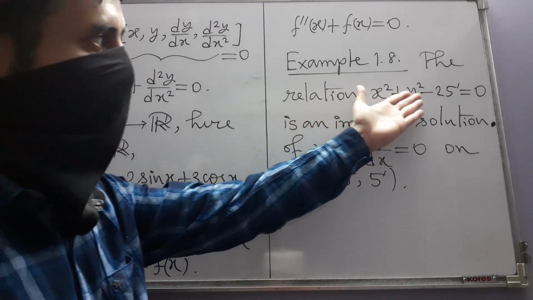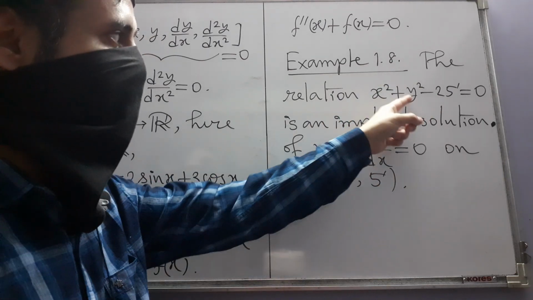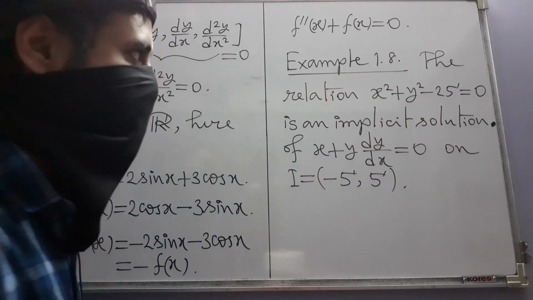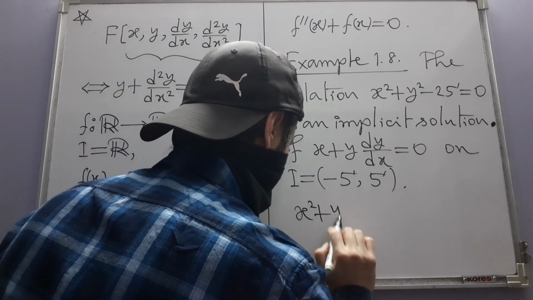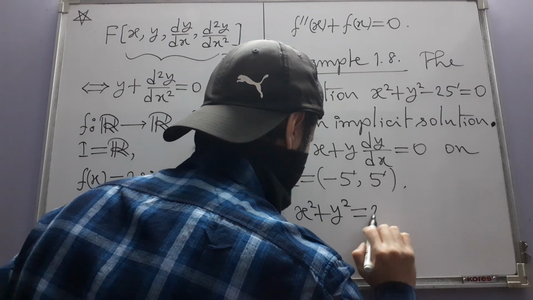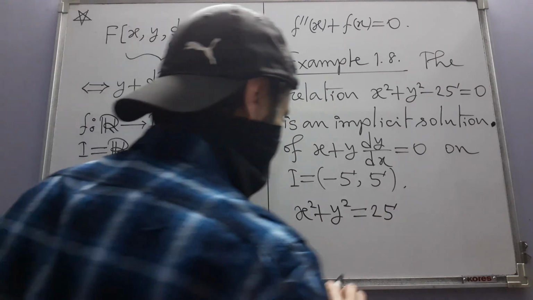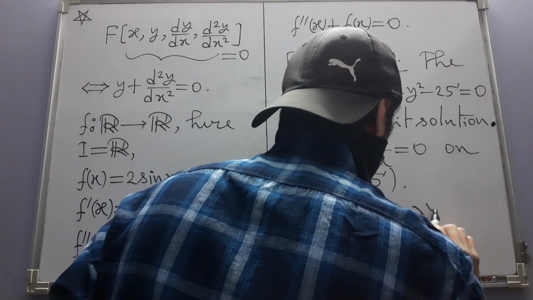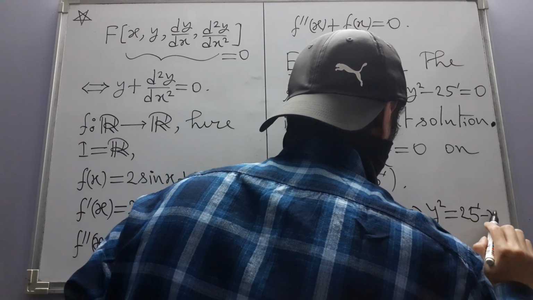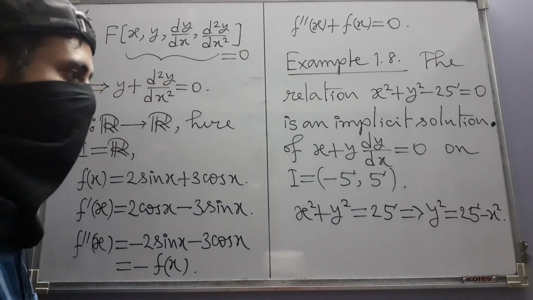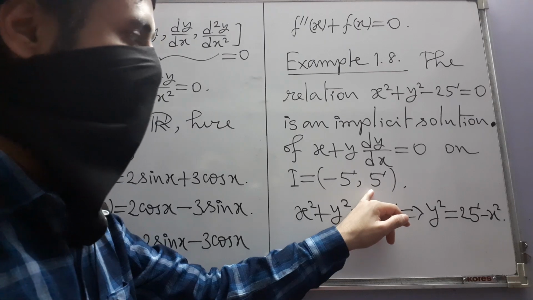If you want to get a function of x from this relation, what do you do? You solve for y in terms of x. So, if you take the equation, and of course you can transfer the minus 25 to that side, this gives you y squared equal to 25 minus x squared.